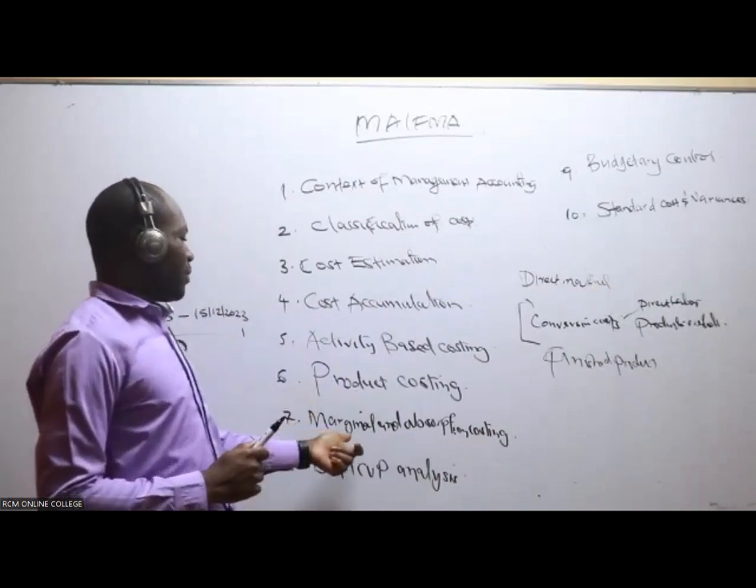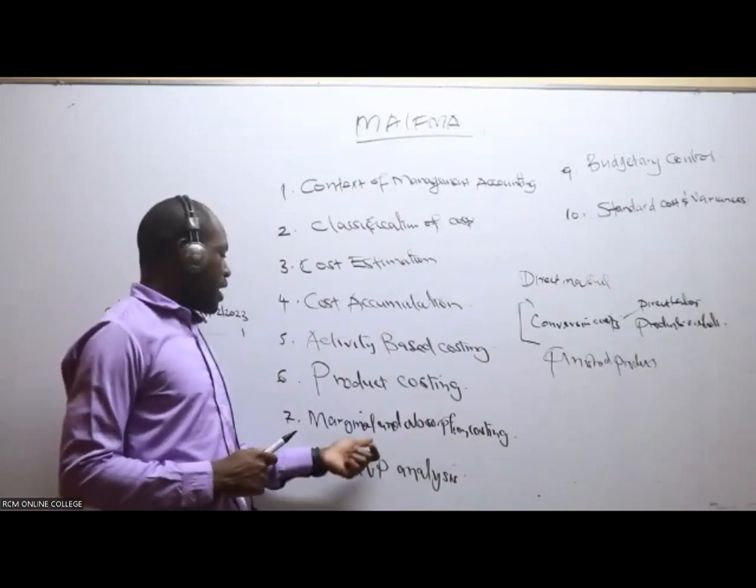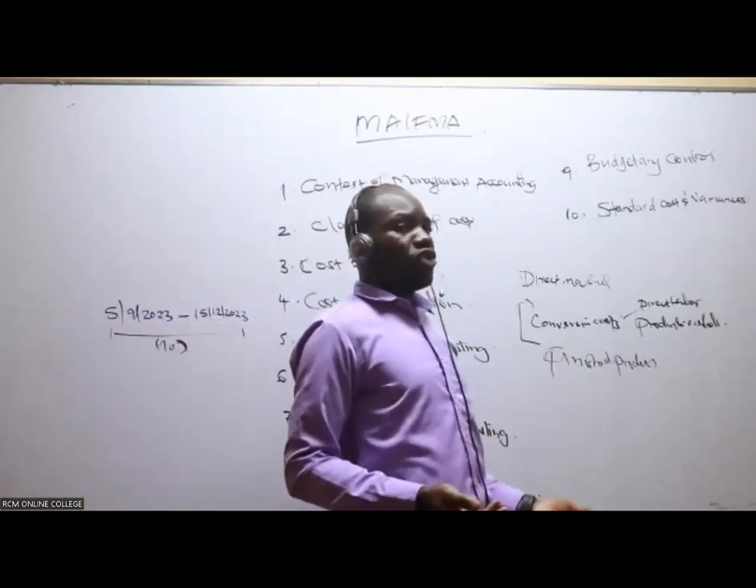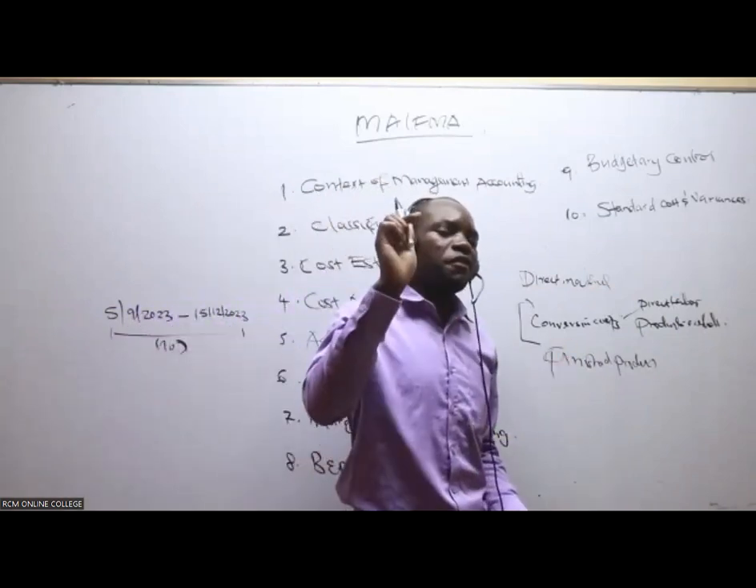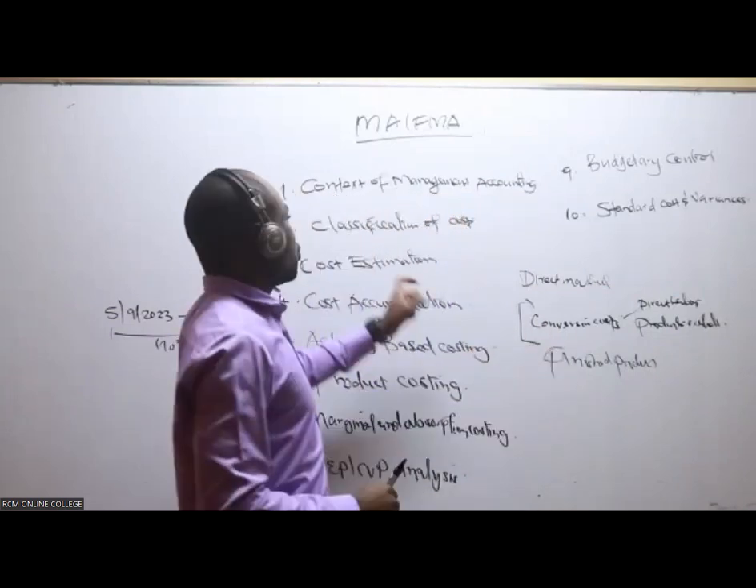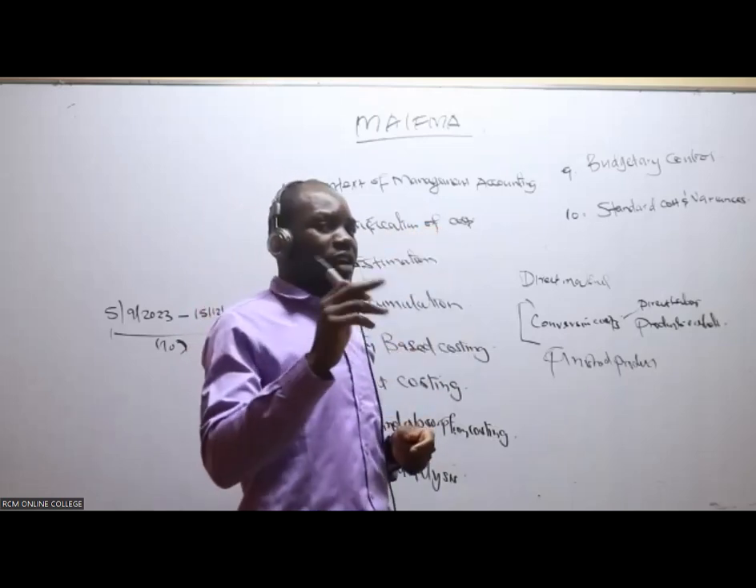When I come to topic number 7, we have marginal and absorption costing. Under this, the only difference is going to be how you're going to deal with the production overheads. And that production overhead is the fixed production overhead. It again takes you to topic number 2, classification of costs based on variability.